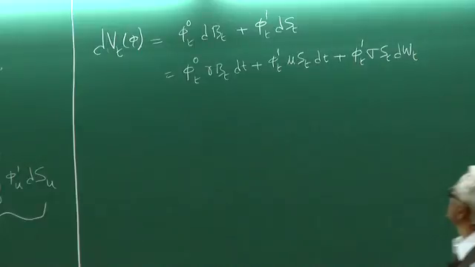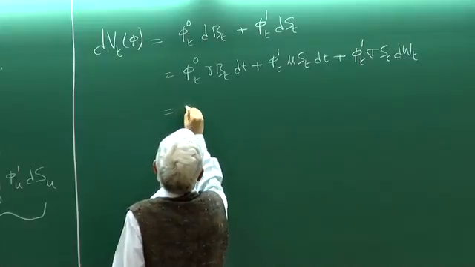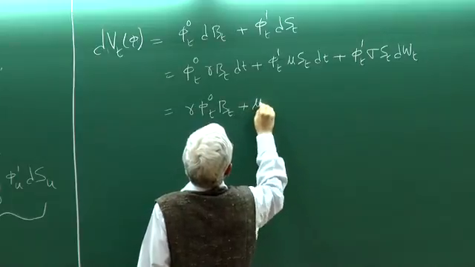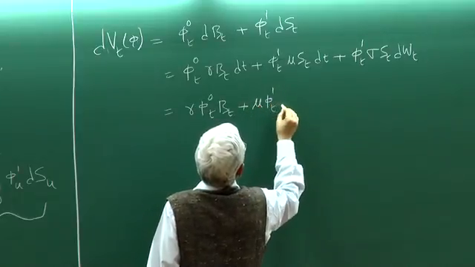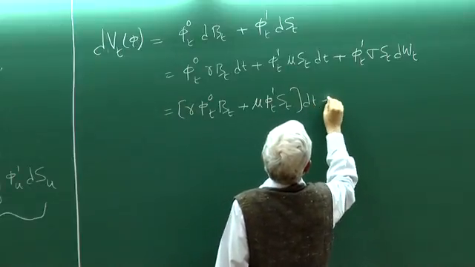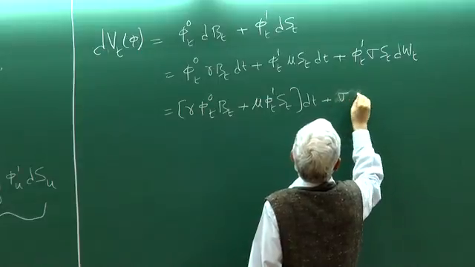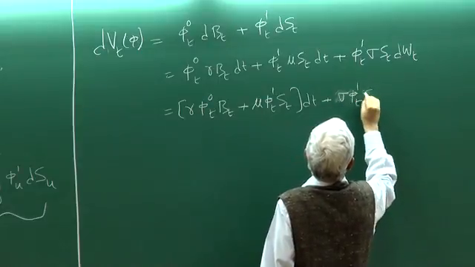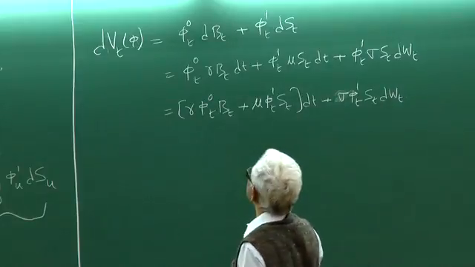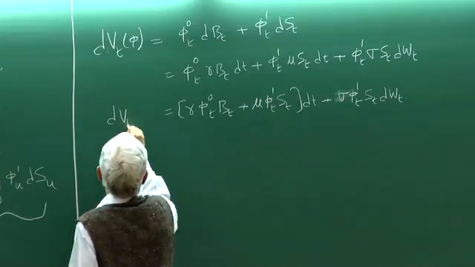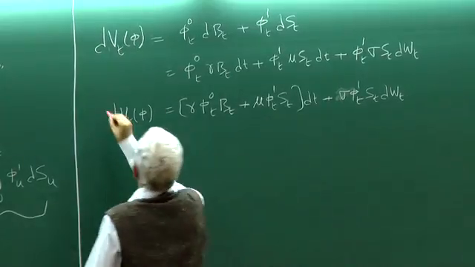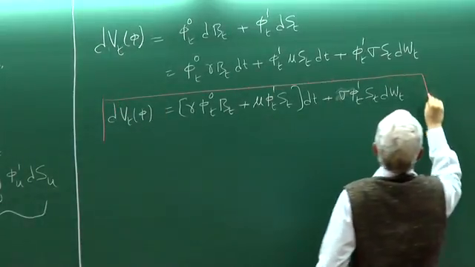Now let's collate the dt terms. So this is r phi 0 of t B t plus mu phi 1 of t S t, all this times dt, plus sigma phi 1 of t S t dW t. So dV t of phi is equal to this. Let's remember this. This will play a significant role.